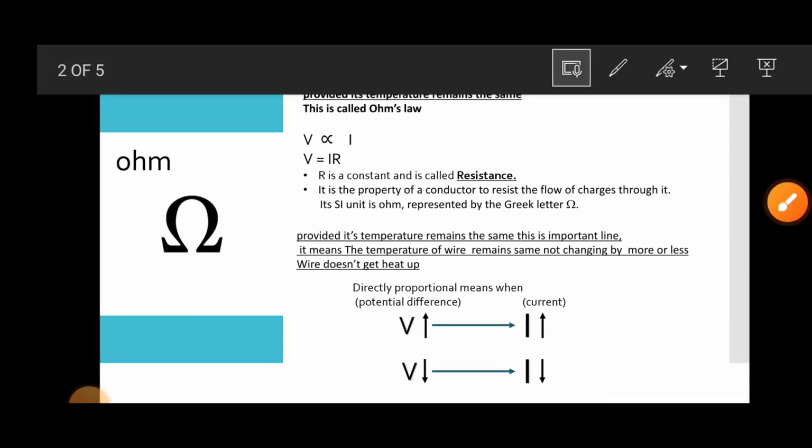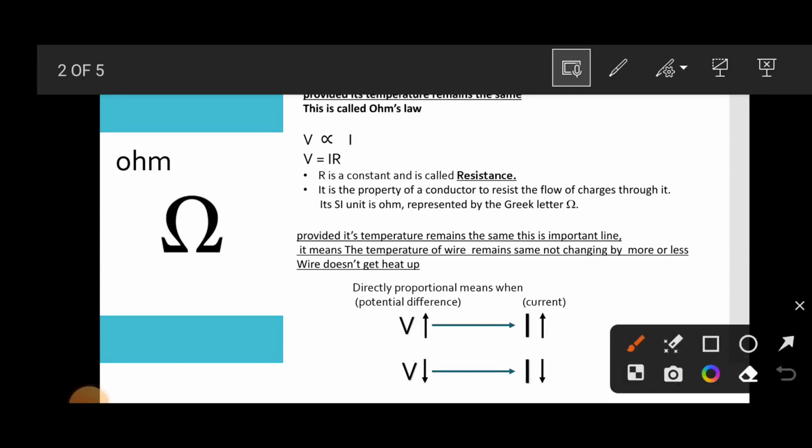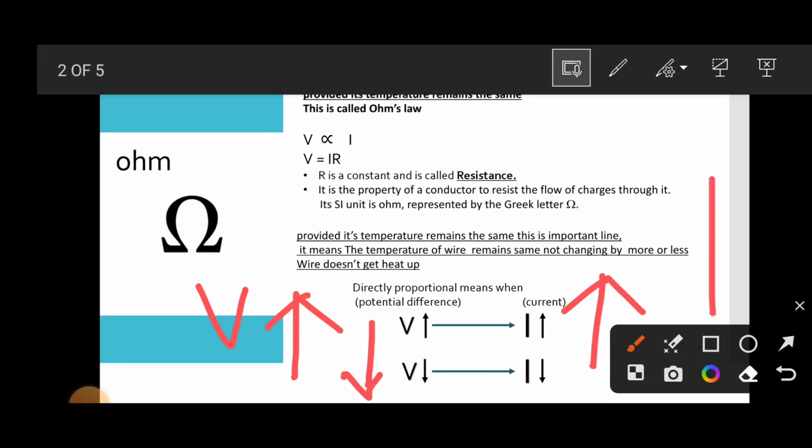Now, directly proportional means when the potential difference V increases, then the current I increases, and when the potential difference V decreases, then the current I must decrease.